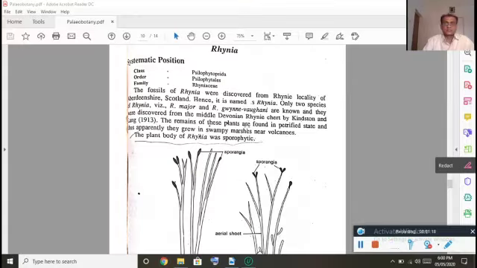As I told you in the previous class, today I am going to tell you about Rhynia and Calamites. So let us see the characters of Rhynia and Calamites. Yes, well students, let us discuss the two important fossils which are included in your syllabus.